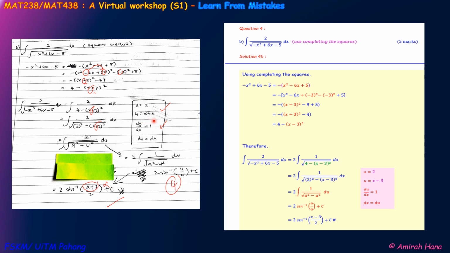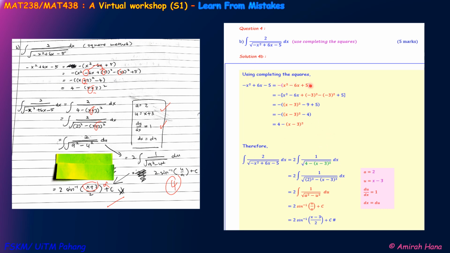And then, bila dia compare dengan formula, A kita jadi 2, U kita x plus 3. Tapi tadi sepatutnya x minus 3. And then, tapi dia differentiate ni betul. Masukkan pun betul. Cuma dia salah bahagian yang ni lah. Okay. And then kita tengok dia punya solution sebenar.